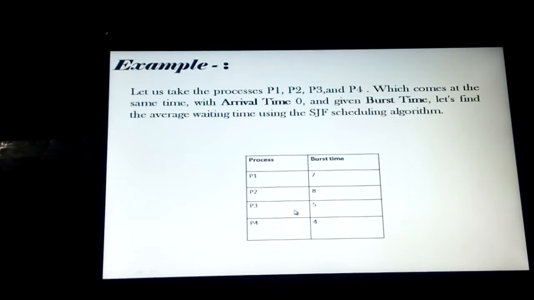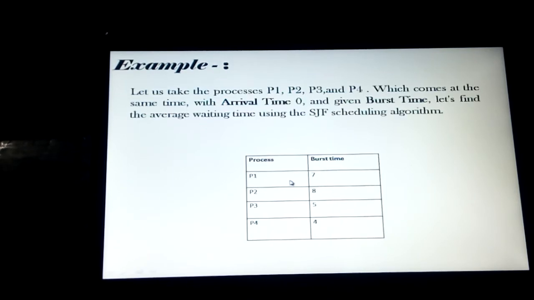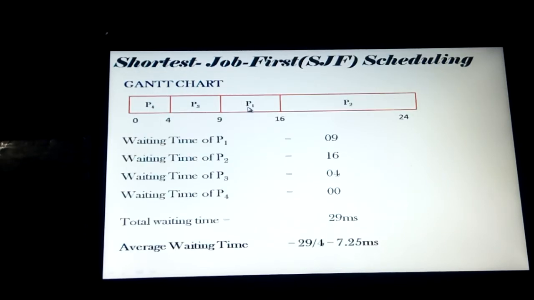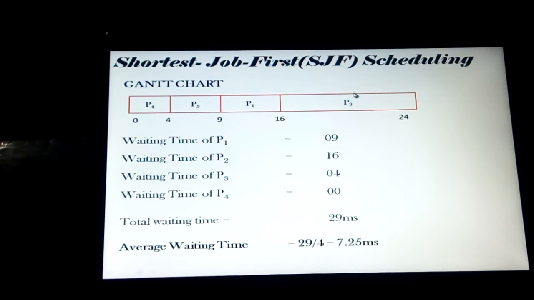After that, P3 has the lowest burst time, that is 5. So P3 will execute. The total time is 9, because P3 has burst time 5 and waiting time is 4. The total completion time is 9. After that, P1 has the burst time 7. So P1 will execute. The total completion time of P1 is 16. And lastly, P2. P2 has the burst time 8. So the total completion time of process P2 is 24.